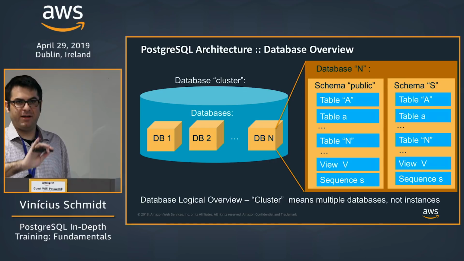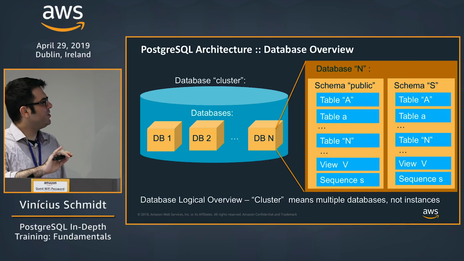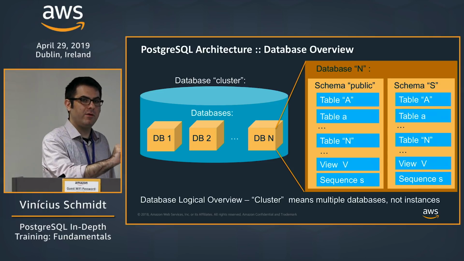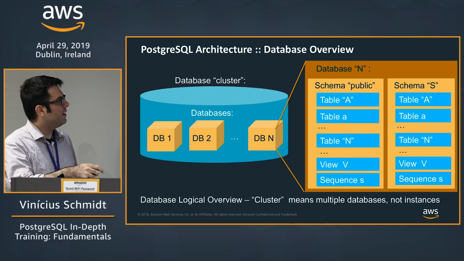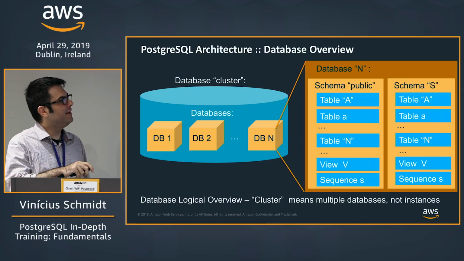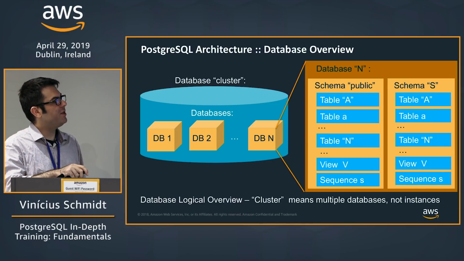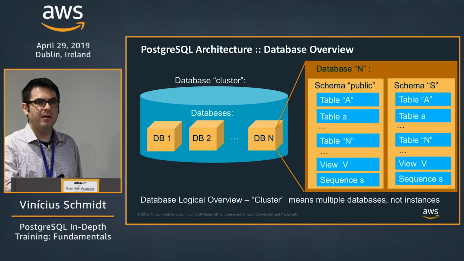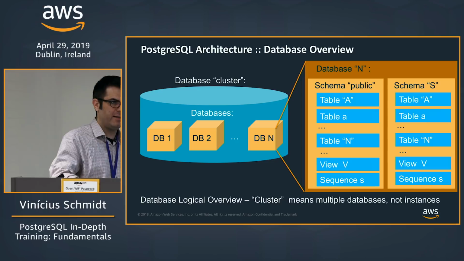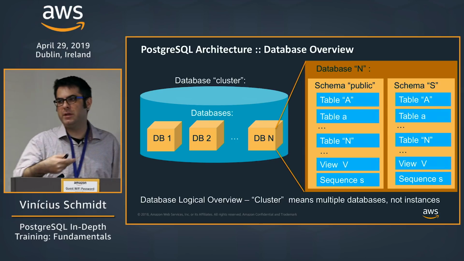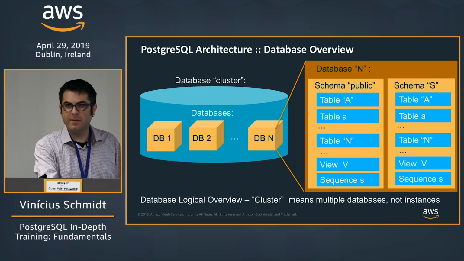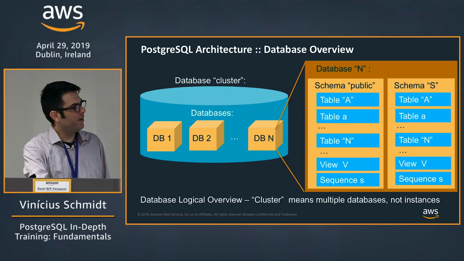Internally, on the host, each database is a directory. There's a specific directory with an ID, which will contain all data files for each table, each index, or each sequence that's inside that host, which will be used by the postmaster and the backends.